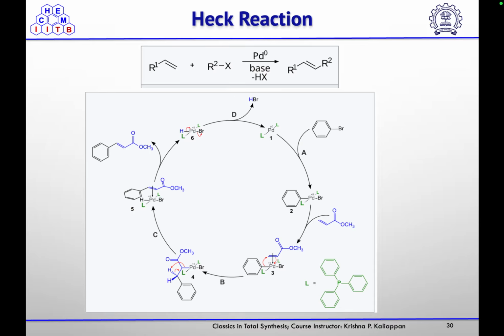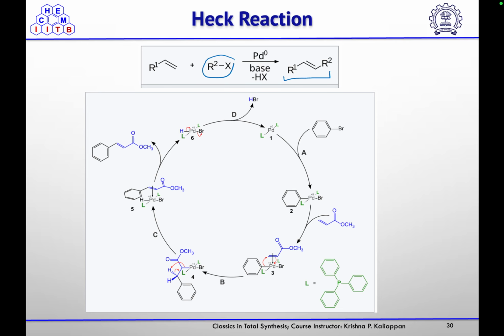Now, what is the Heck reaction, or what is the mechanism for that? So it is the coupling of your vinyl and another alkyl halide in the presence of palladium and a base to form this carbon-carbon bond formation reaction.